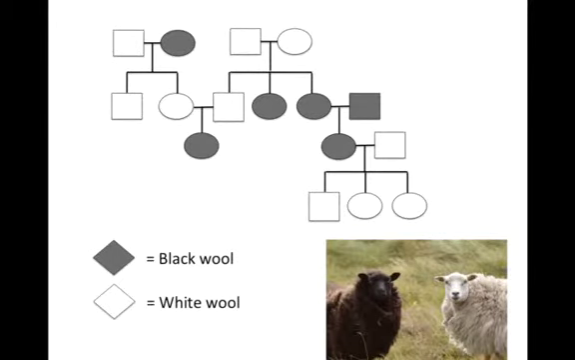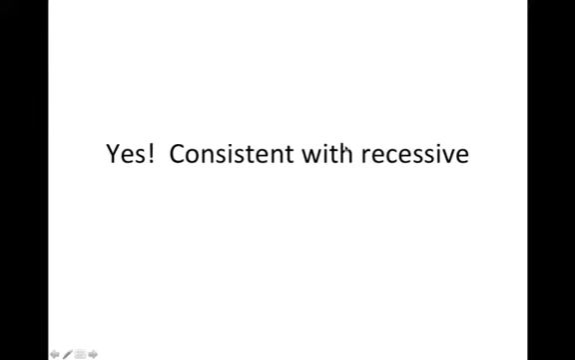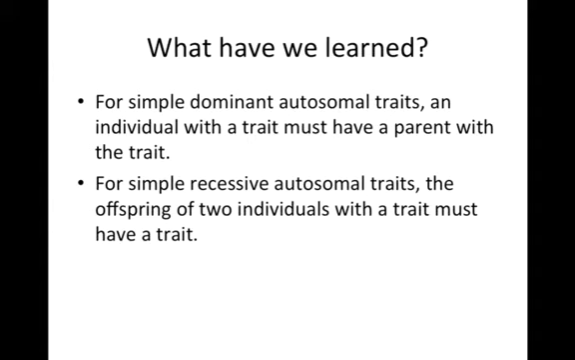So let's see if we see that in this case. Well, if we look through the pedigree, we only see one mating between individuals that both have the gray trait, have the black wool, but in fact, their one offspring does have it, so it's consistent with recessive. And in fact, geneticists have worked out that the gray wool trait is in fact recessive to the white wool trait in sheep.